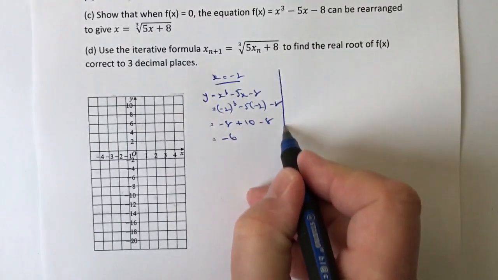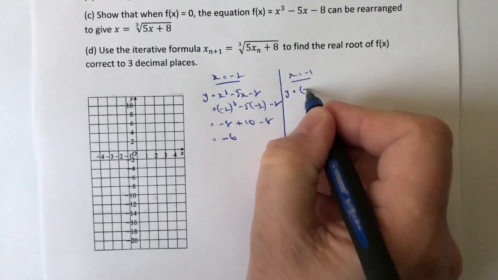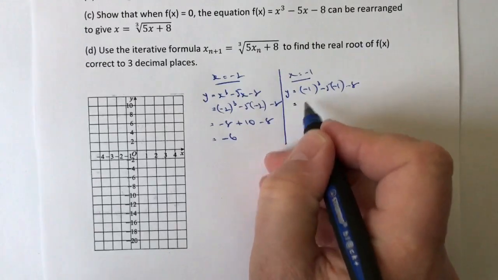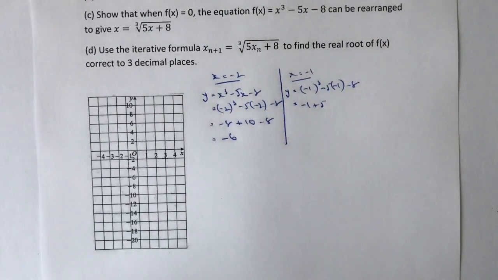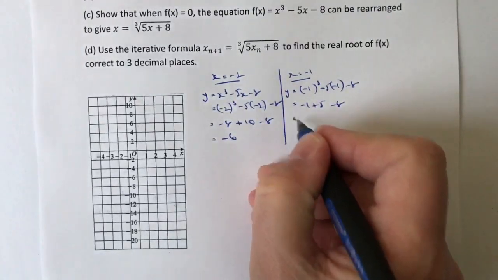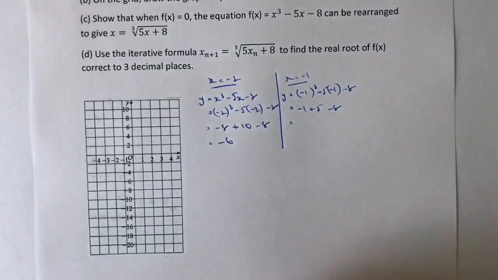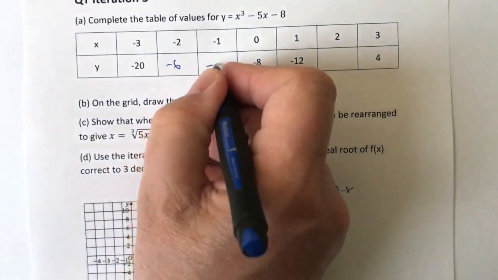So x equals -1. I'm going to do exactly the same again. y must equal -1 cubed minus 5 times -1 minus 8. -1 cubed is still -1, because -1 times -1 times -1 is still -1. Then I've got -5 times -1, which gives me +5, because a minus times a minus is a plus. And then I've got -8 at the end. So -1 plus 5 gives +4, and then -8 gives -4. So when x equals -1, y must equal -4.